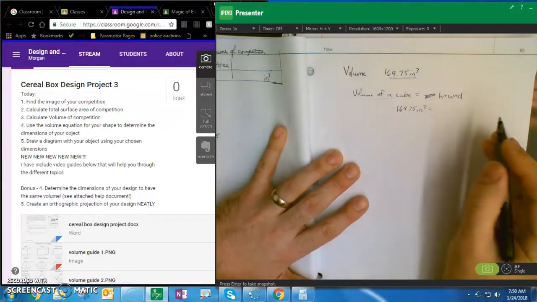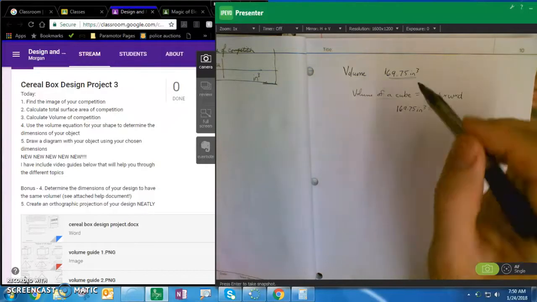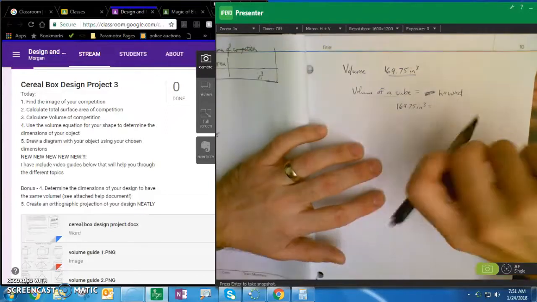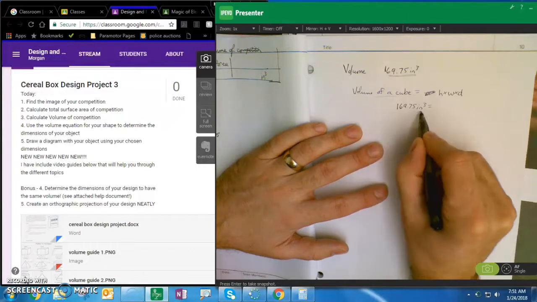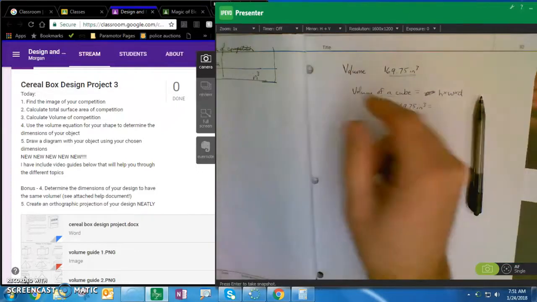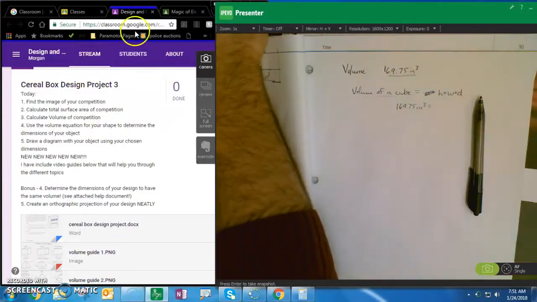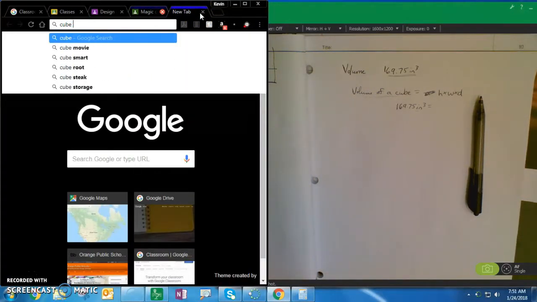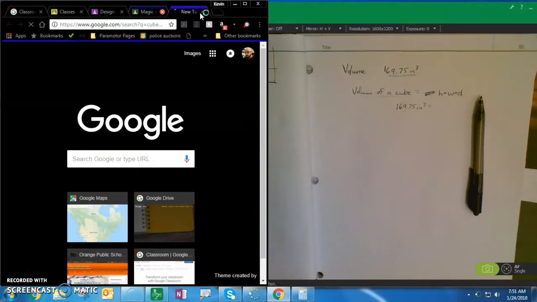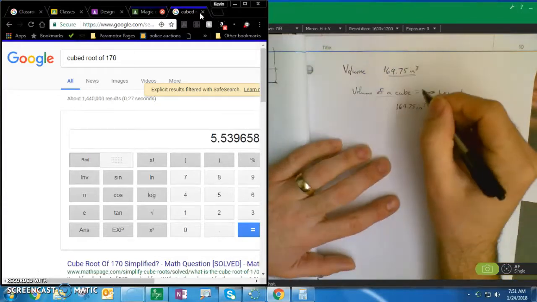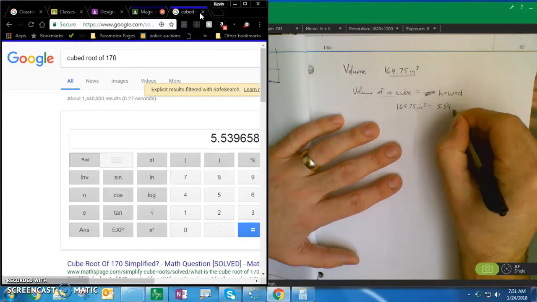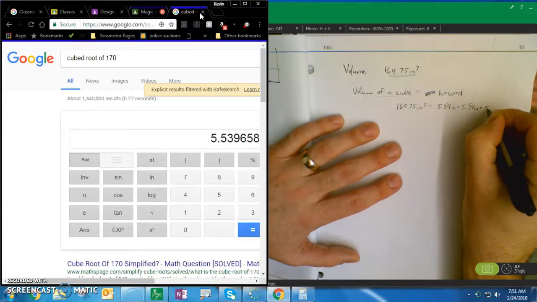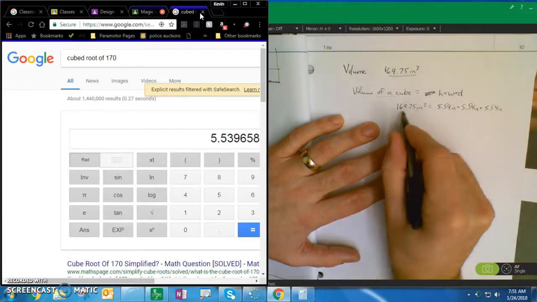Now, you are going to be able to find an ideal size for a cube if you take the cube root, which is something that you haven't got to. Basically, you find three of the same number that multiply into 169.75. Now, you won't do this for your project necessarily, but you can open up the internet, say cube root of 170, 5.54. So if I say 5.54 inches times 5.54 inches times 5.54 inches, it should be this answer.